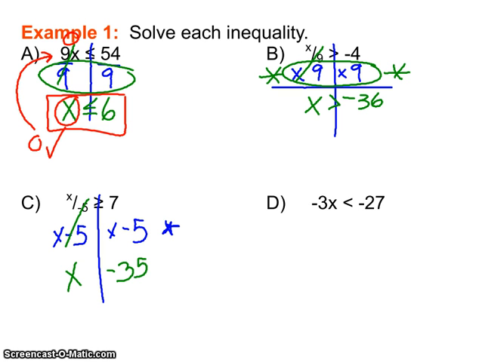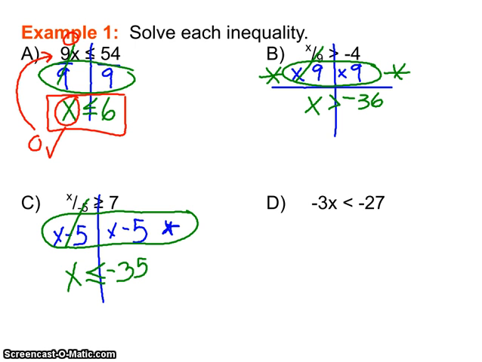Negative 35. And again, did we multiply or divide for our inverse operation? Yes. Was it by a negative number? Yes. Therefore, we need to reverse our inequality so that our answer is x is less than or equal to negative 35.